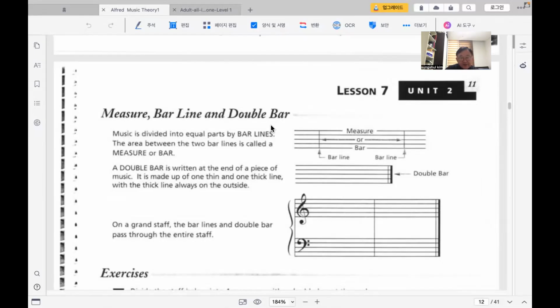Today we are going to learn about the bar line, measure, and double bar. You need to know exactly what a measure, a bar line, and a double bar are. It's very easy to understand.